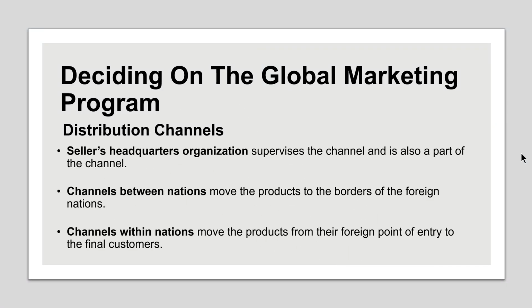Next thing you're going to do is decide on your distribution channel. Are you going to have a headquarter there at the specific Australian Sydney office? Are you going to have channels between the nations, where you have a VP in Australia and a VP in the United States? Or are you going to have channels within a nation, where you move the products from their foreign point of entry to the final consumer? So are you going to get it there and then distribute it directly or indirectly, or are you going to have a headquarter in that specific country?